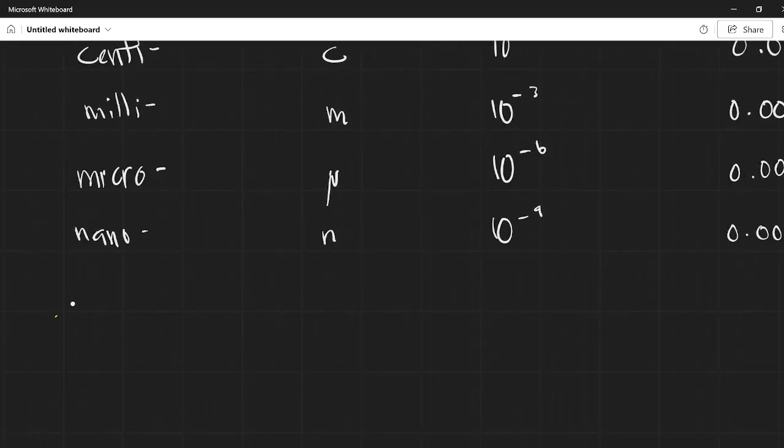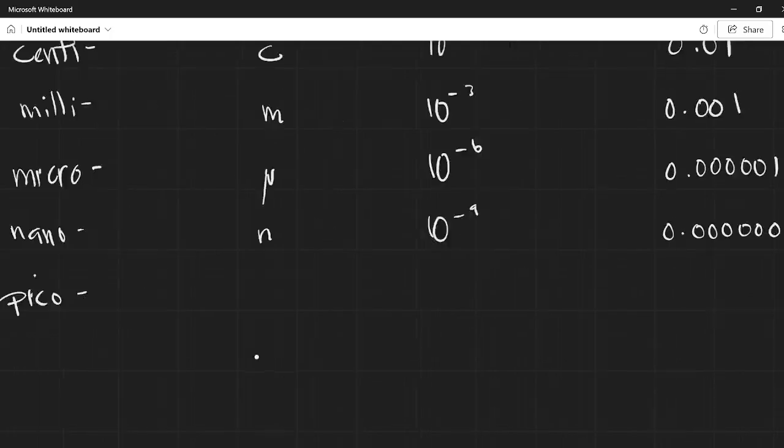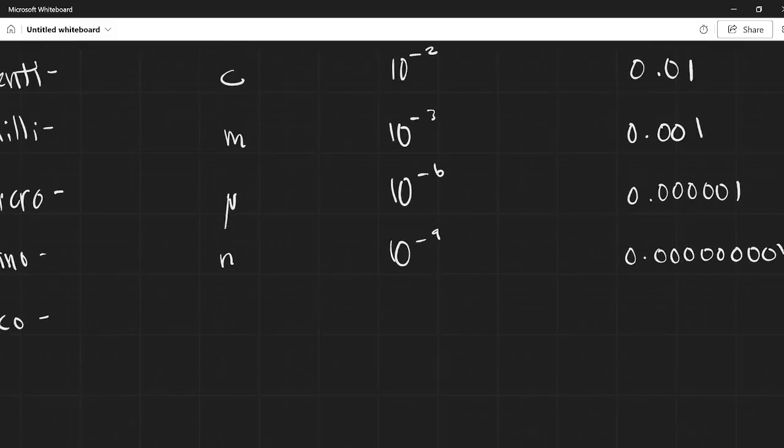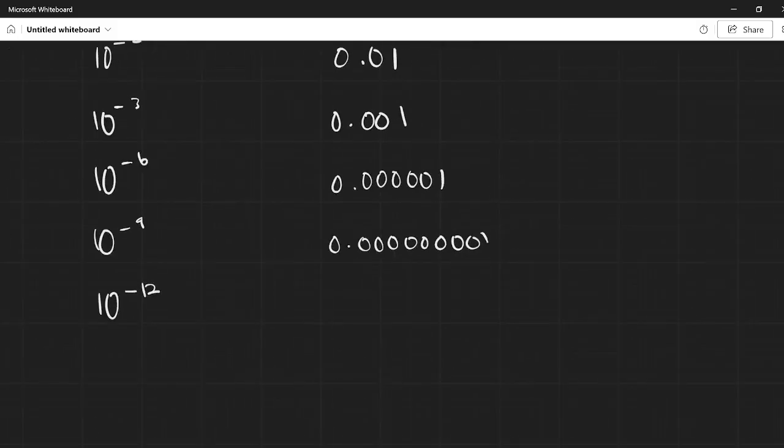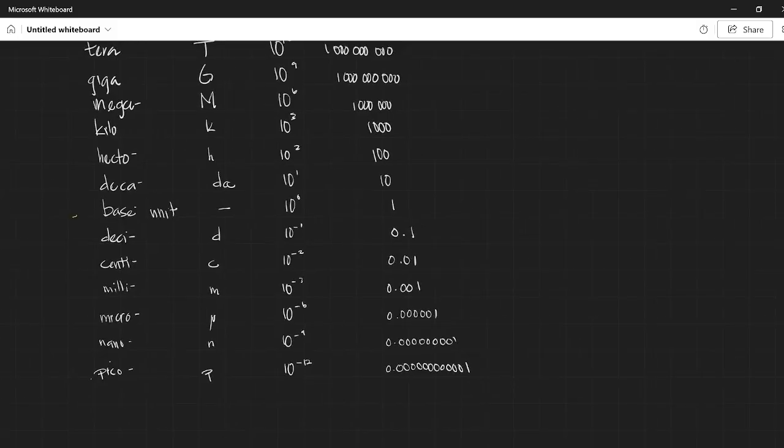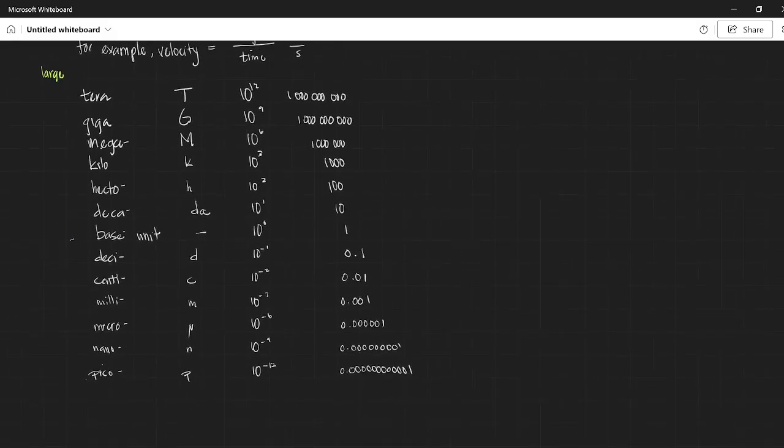Next up, we have pico, and this will be the last one. Most quantities are going to fall in this range that we've listed. This is just a lowercase p. And 10 to the negative 12 as a decimal number is just this. Okay, so these are our metric prefixes. You might want to take a screenshot of that. You can also find many tables on a Google search or any other way that you would like to find them on the internet.